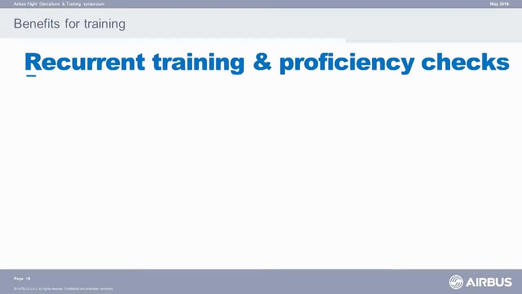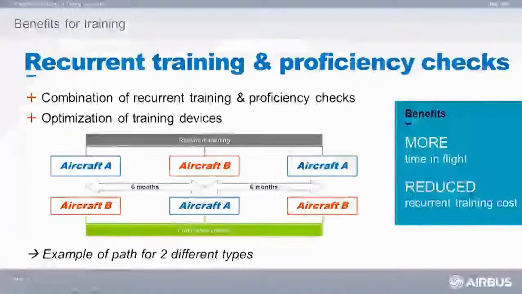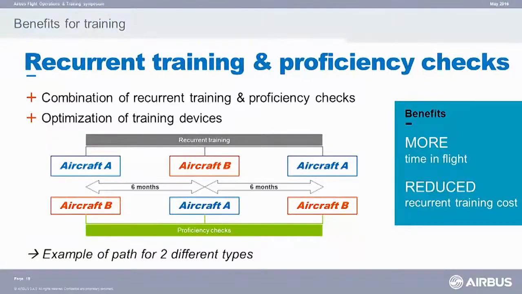In terms of training as well, benefits for recurrent training and prof checks. What does it mean? It means that thanks to the commonalities, you can combine recurrent training and prof checks, and by the way, you can optimize the use of training devices. Here we have an example between 2 aircraft, A and B. Every 6 months, you swap. One is used for the recurrent, the other one is used for the prof check. Again, for the pilots, more time in flight, and for the costs, reduced recurrent training costs.